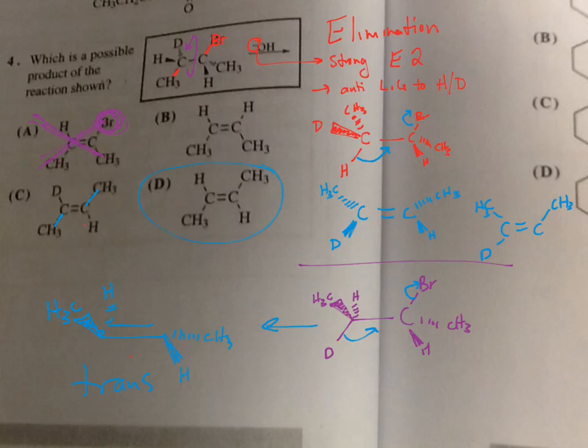I don't need to know anything about how deuterium reacts differently from hydrogen, because as far as this question's asking, they're the same thing. We have to have the anti-arrangement of the leaving group and our hydrogen. The deuterium is pretty much there just to mess with your head.